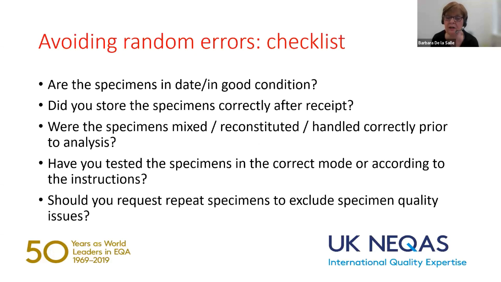And I've generally checked here an avoiding random errors checklist. So are the specimens in date and in good condition? Have you checked the right ones? Did you store them correctly after receipt? Did you mix, reconstitute, handle them correctly prior to analysis? And I have seen that happen sometimes on participants when they're on different sites. They've been doing it correctly in one site and not in another. And have you tested in the correct mode? And if you've excluded all those things, should you request repeat ones?